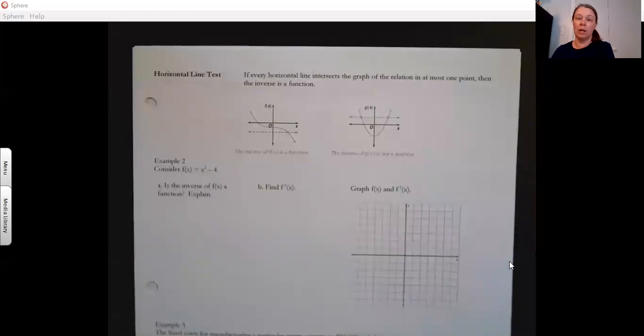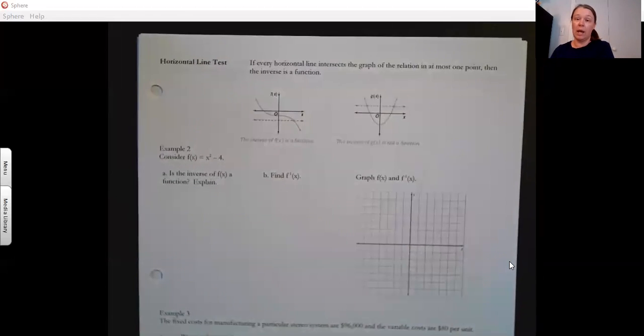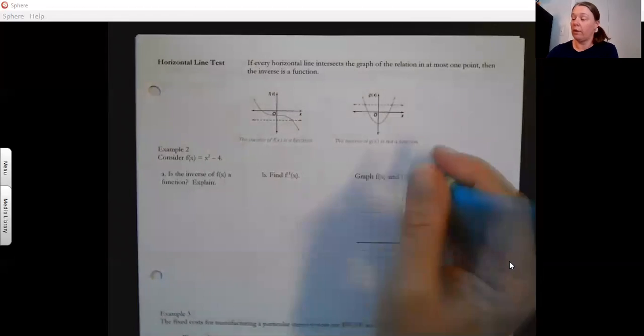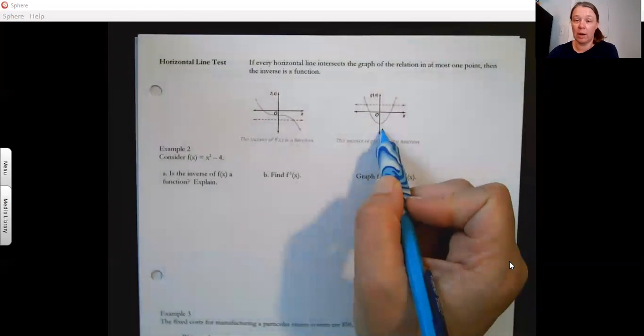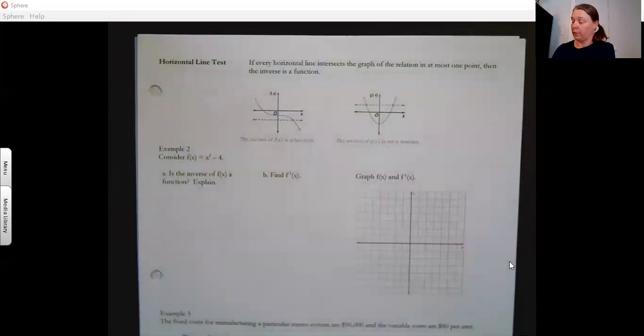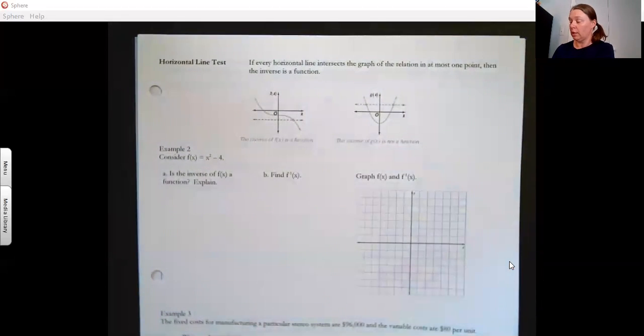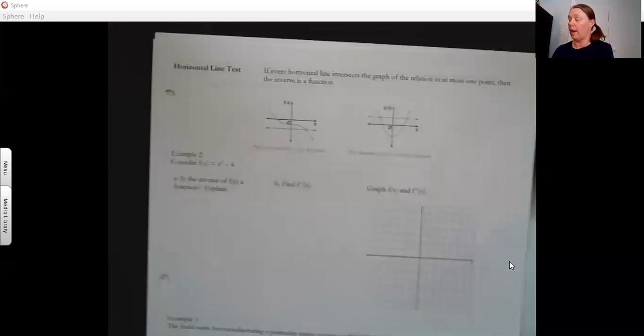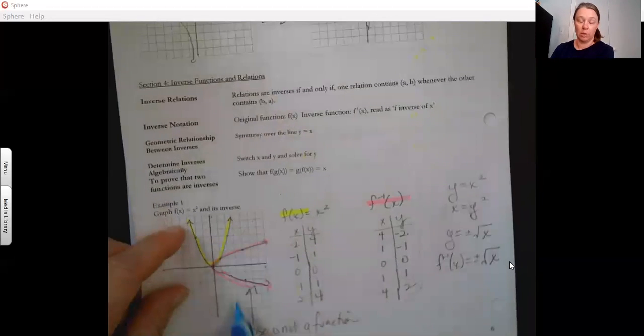Okay, so we're just talking about inverses and how we can tell whether or not an inverse is going to be a function. And so here is another example of a parabola. We had just talked about that parabola, how its inverse was not a function, because when you turn it, it wouldn't pass a vertical line test.